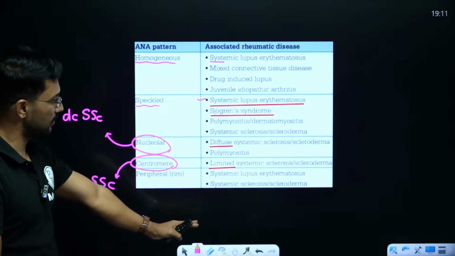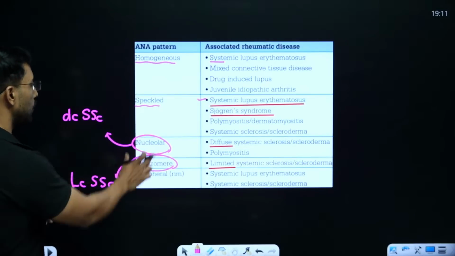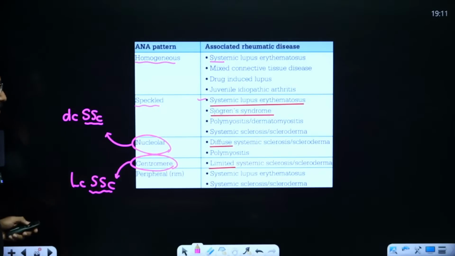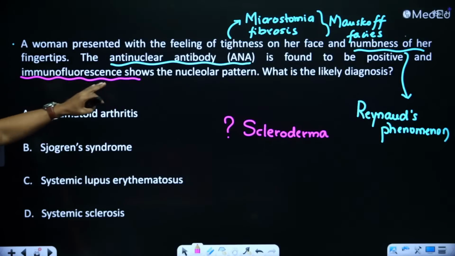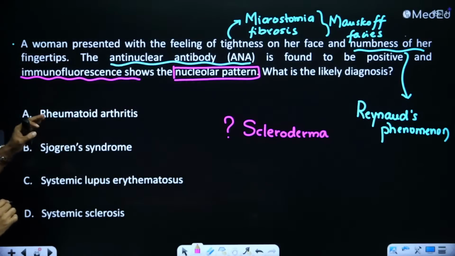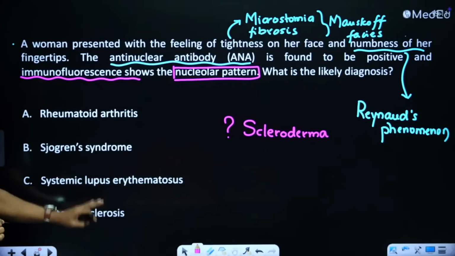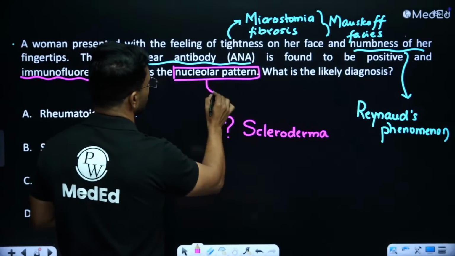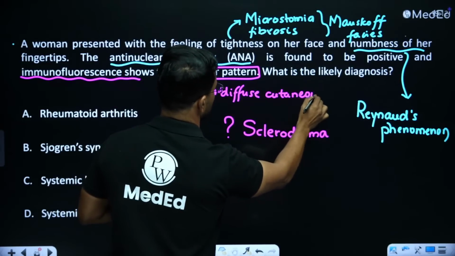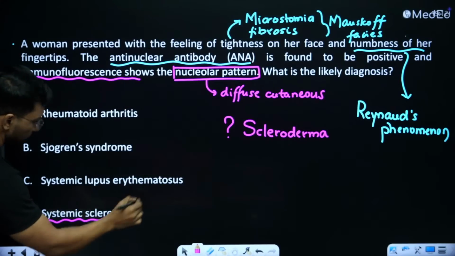SLE can manifest in various patterns: homogeneous, speckled, peripheral rim pattern. But if you are getting nucleolar or centromere, think of scleroderma. If it is nucleolar, diffuse cutaneous, and if it is centromere, think of systemic sclerosis, limited cutaneous. So here, what is the point that they have mentioned? It is showing the nucleolar pattern. So that means I am not thinking of SLE here, right? In SLE, I can get homogeneous or speckled pattern. Systemic sclerosis is what I am thinking of. More precisely, the diffuse cutaneous variant. So our answer is going to be option D, systemic sclerosis, where we get this nucleolar pattern.